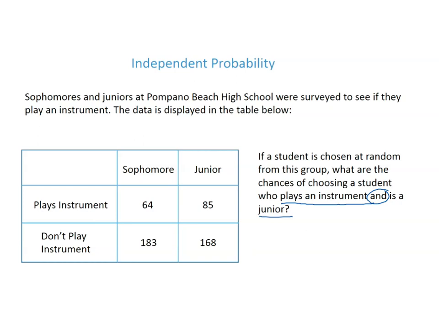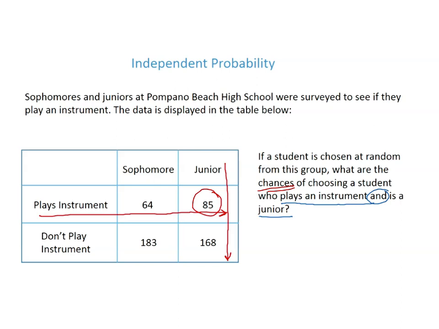So plays an instrument and is a junior means that we're looking for the intersection of that row and column. So plays an instrument would be here, right? Is a junior would be here. So the intersection would be 85. Now that's the number of students. 85 students play an instrument and are juniors. But we want the chances or the probability.